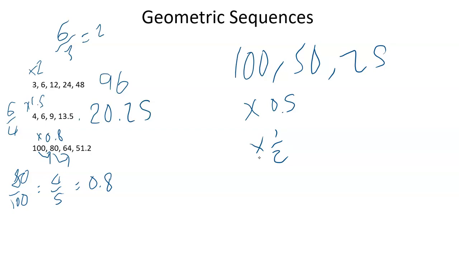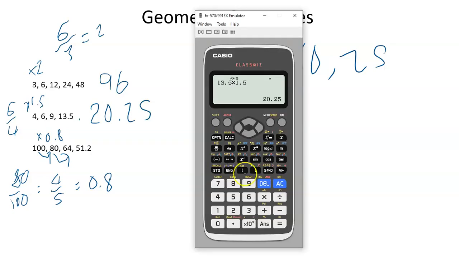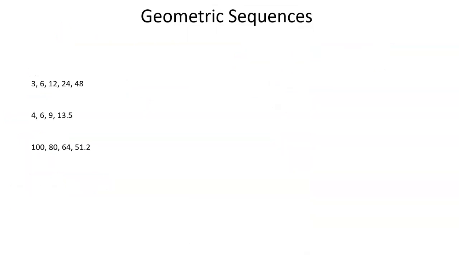80 times by 0.8, 64 times by 0.8. And again, not going to even attempt to do that in my head. 51.2 times 0.8, and the next term would be 40.96. So that's all very well and good, but if we wanted to know, let's say, the 100th term of each of these sequences rather than just the next term, then it's going to take us a long time to work out the next term, the next term, the next term, all the way up to the 100th term.